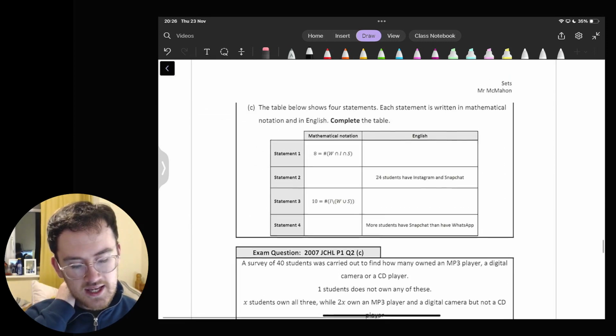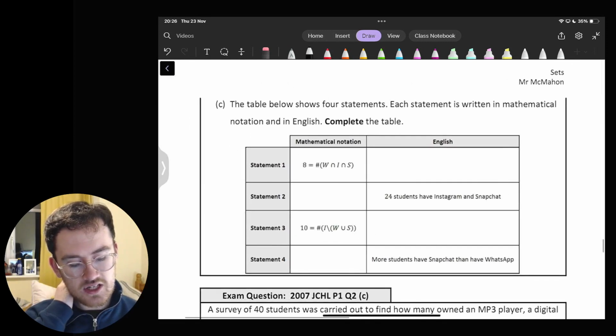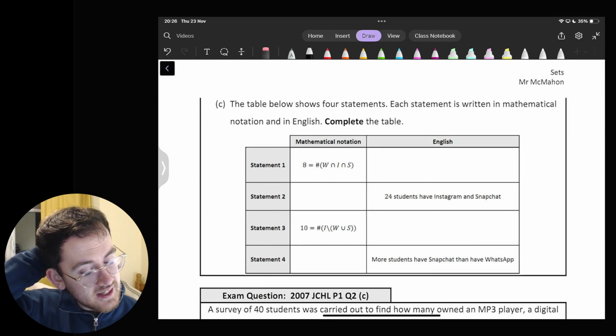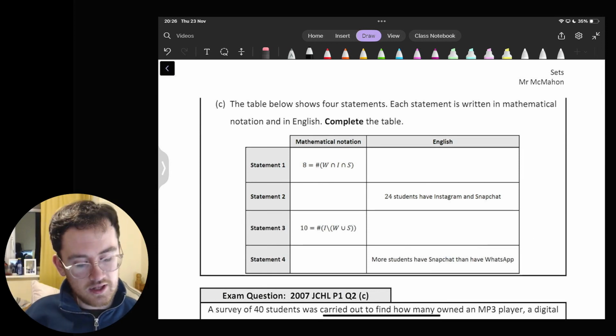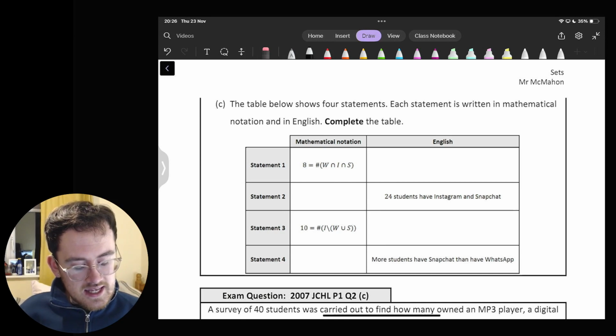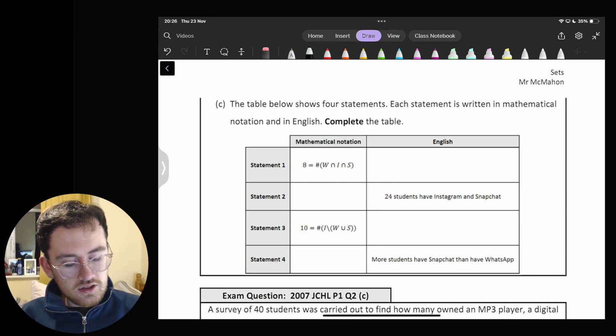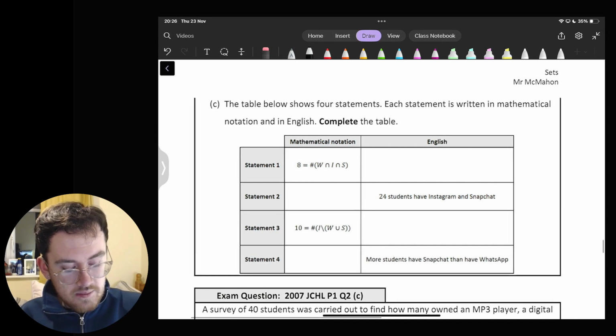Looking at part C, it gives me 4 different statements. Each statement's written in mathematical notation and in English, and we need to complete the table. So the first statement says 8 is equal to the cardinal number of W intersection I intersection S. And what that means is 8 students have all 3 apps.